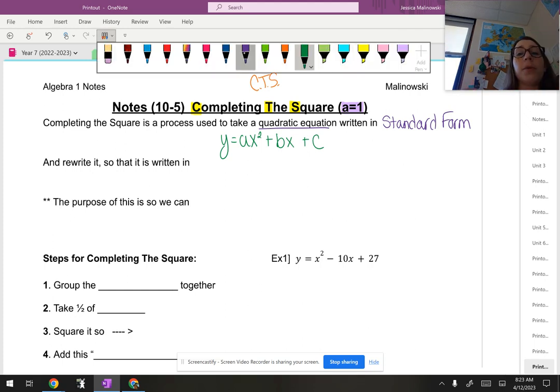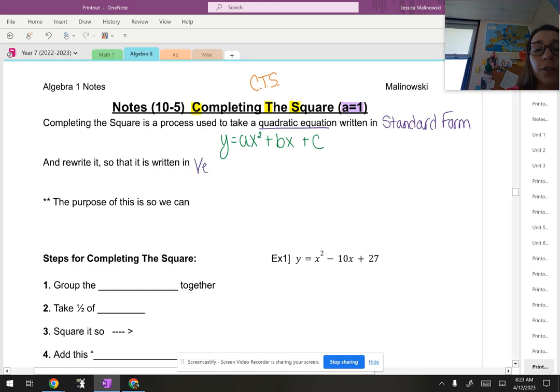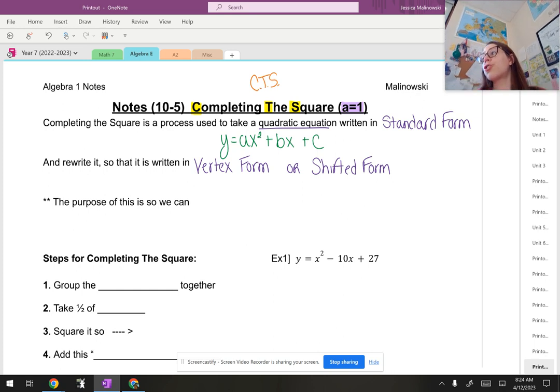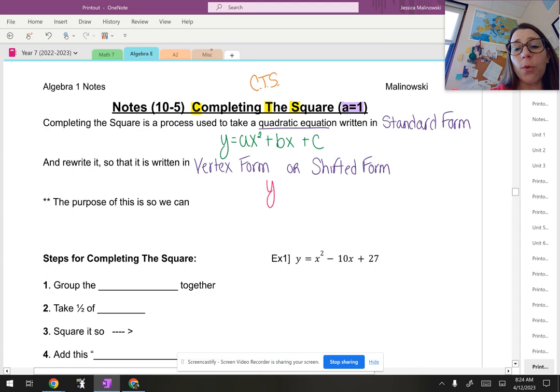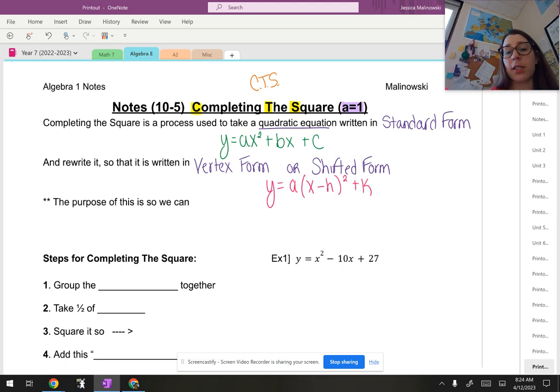So again, the purpose of completing the square is to take a quadratic equation in standard form and rewrite it so it is in what's called vertex form, or shifted. Like the shifts, how something is being shifted. And that form of the equation is y equals a parentheses x minus h quantity squared plus k.